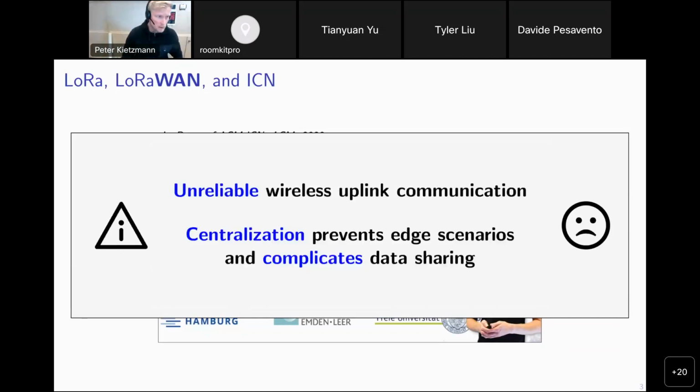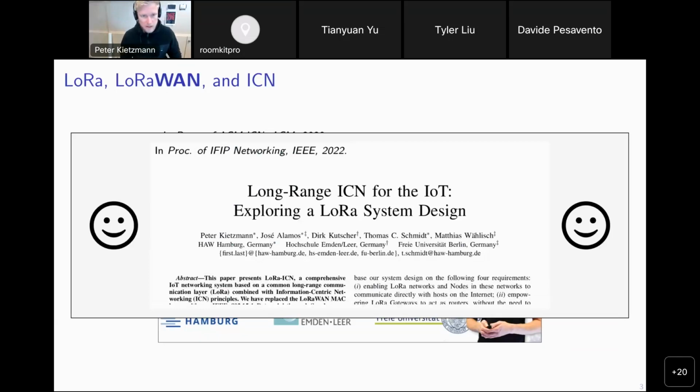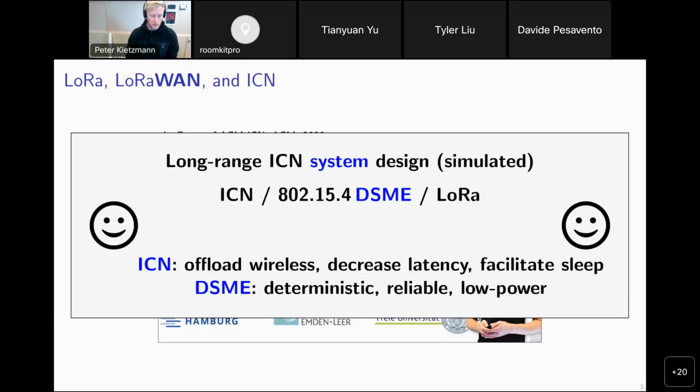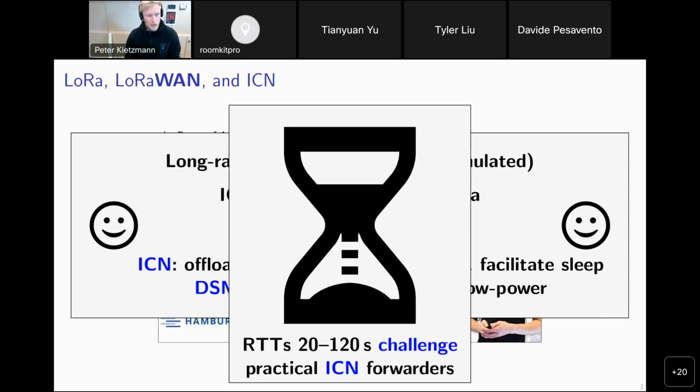So far we found out that LoRaWAN is not an option for ICN. So what we did in our previous paper to overcome these LoRaWAN limitations is to propose and simulate the system redesign, which consists of two components. First, an information-centric network layer. We think that ICN has many built-in features that help in dealing with the challenging LoRa domain. Most prominently, caches reduce wireless link utilization, which facilitates node sleep in the IoT. And second, a new MAC layer. The 802.15.4 DSME MAC handles LoRa-based media access reliably and enables low-power operation. But the round-trip times of 20 to 120 seconds that we found in our simulations still challenge practical ICN forwarders. And this is the starting point for the present paper.